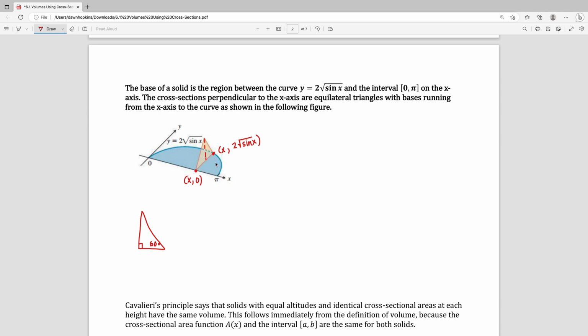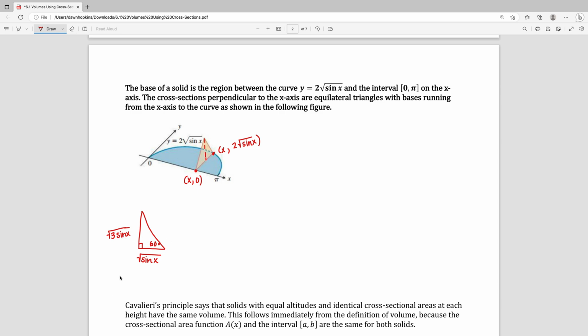Since the entirety of the base is 2 times the square root of sine x, you can look at this here is just going to be the square root of sine x. Because this is an equilateral triangle, the height is going to hit the base at its midpoint. And if that's across from the 30-degree angle, then the height, which is across from the 60-degree angle, is going to be the square root of 3 times this amount.